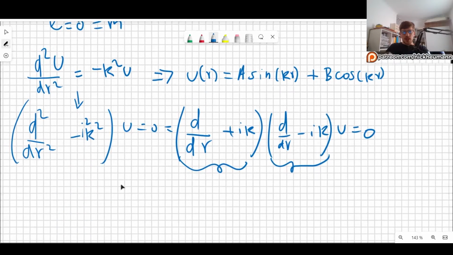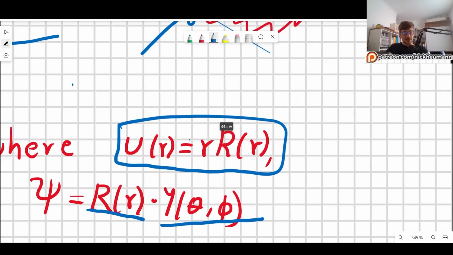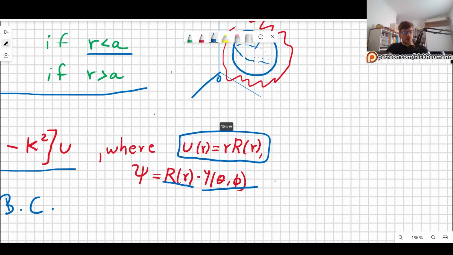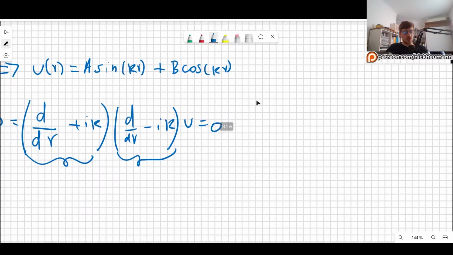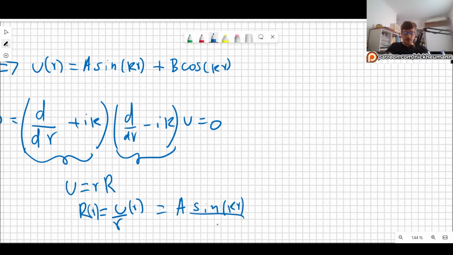Okay, so once we have these solutions, we have to keep in mind that these are the solutions for u, but the function that is actually relevant is R. That is the function that we want, because that's the one that actually appears in the Schrödinger equation. u is simply this substitution that we use, so we have to undo it. So if u is equal to r times R, that means that R is u over r. So that means that R is going to be a sine of kr over r plus b cosine of kr over r. So that is what we get.